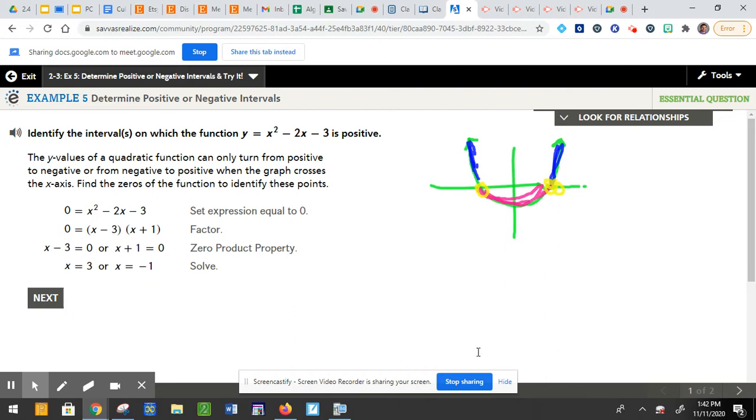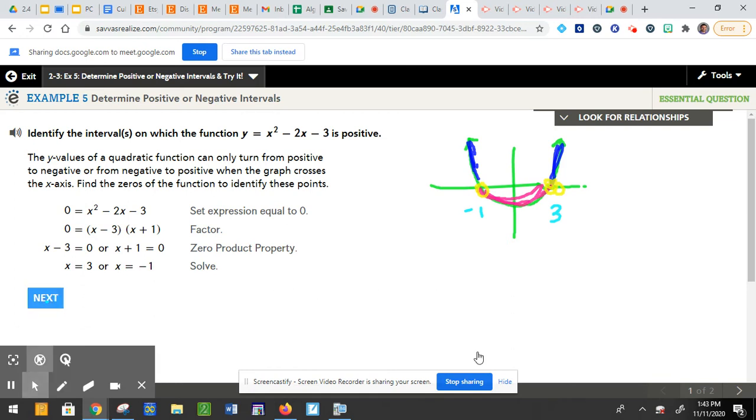So the first thing you do is set it equal to 0, factor it, and you get the 2 zeros. So for this one, they're saying that x is equal to 3 or negative 1. So if this is our quick sketch here, let me change it into color. Let's say that's negative 1, and then that one's 3. All right, not to scale, but you get the idea.